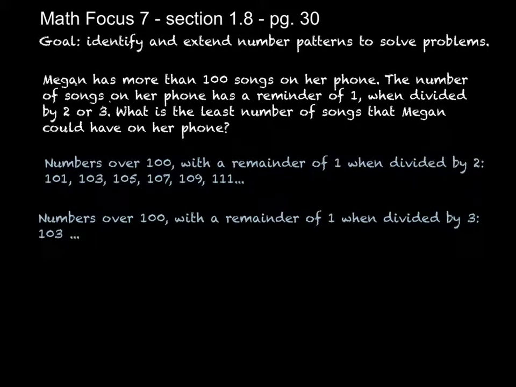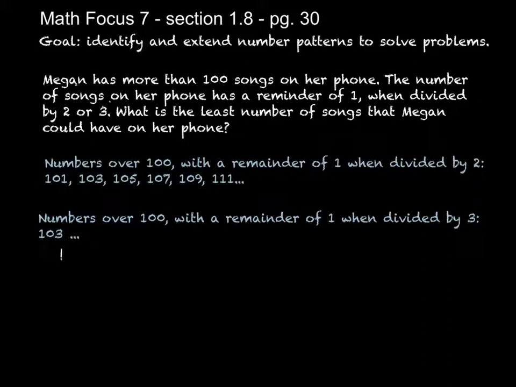Lucky for us, we found our matching pair right away. But what if we hadn't? What would we have to do if we wanted to find more numbers over 100 with a remainder of 1 when divided by 3? We'd have to find numbers that were divisible by 3 and then add 1 to them.